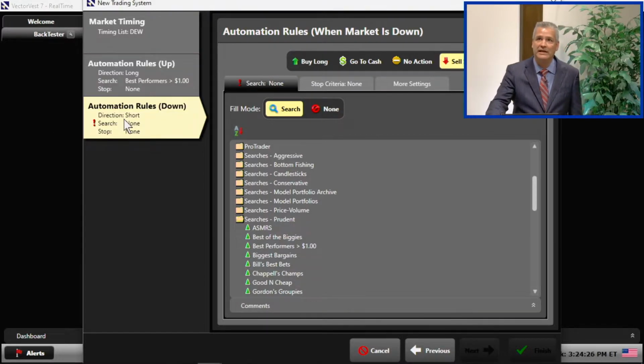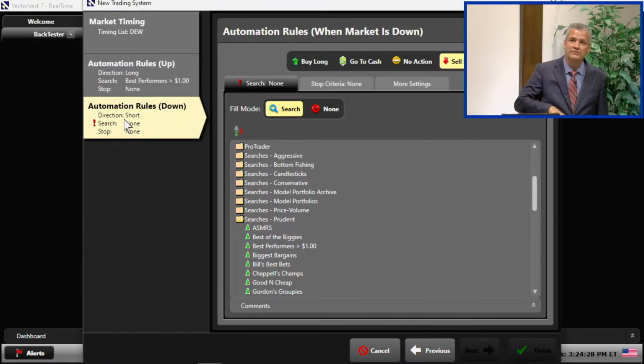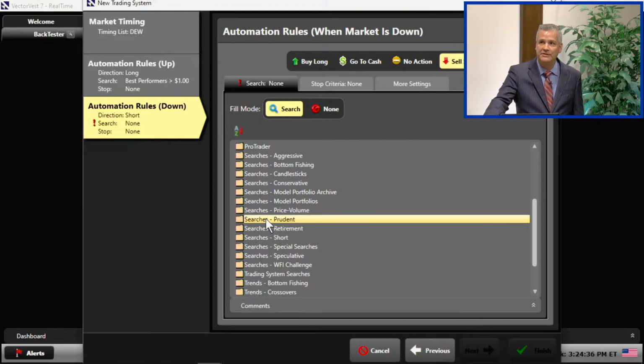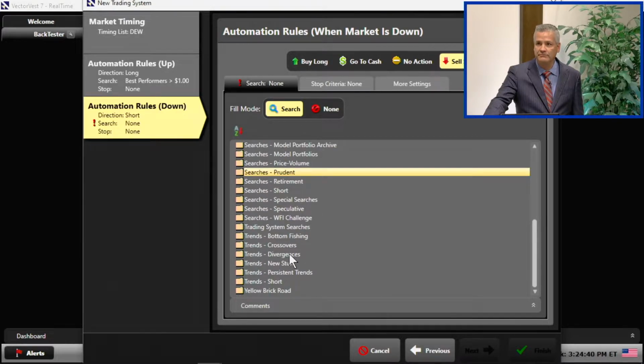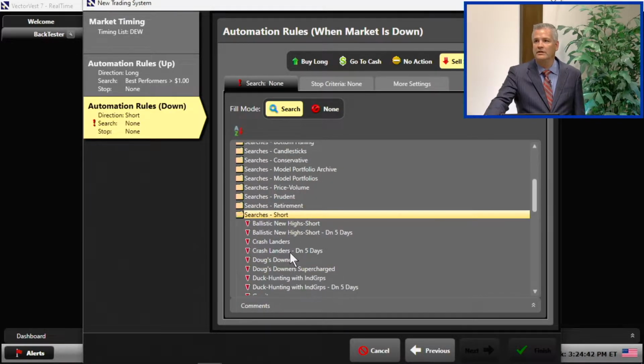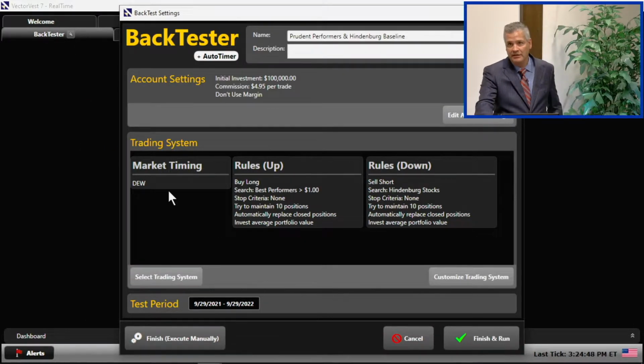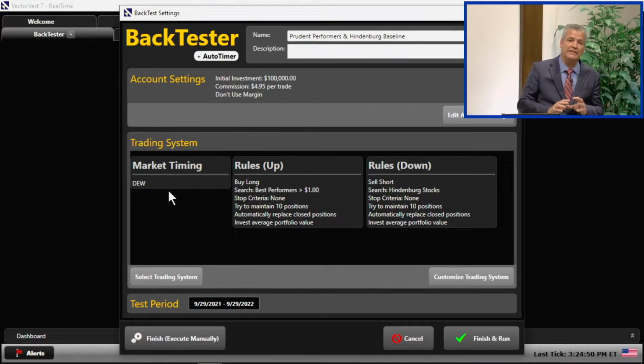We just want baseline. What if I bought and held prudent performers over all the upturns, or shorted and held Hindenburg stocks over all the downturns? So on the rules down, we're going to go to search as short, and we're going to go to Hindenburg stocks. Okay? And we can finish this up. So that's my system. That's the baseline.